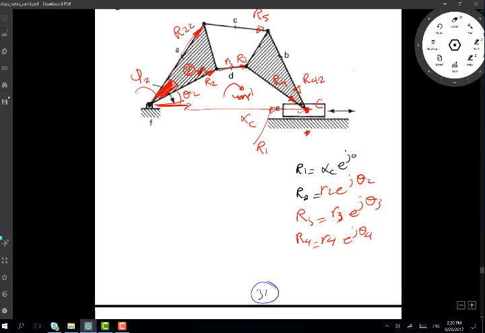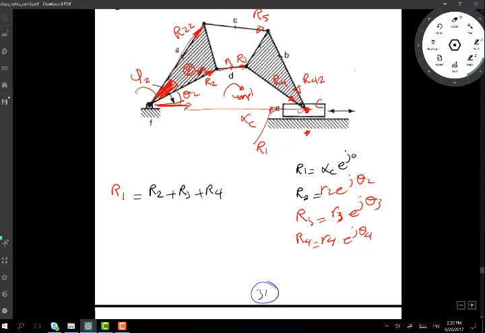So my first loop will be R1 is equal to R2 plus R3 plus R4, right?